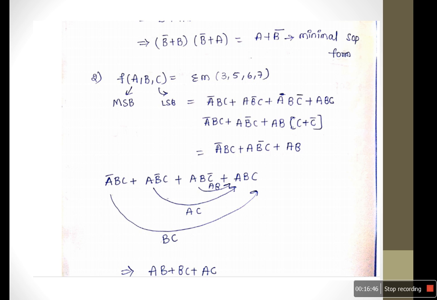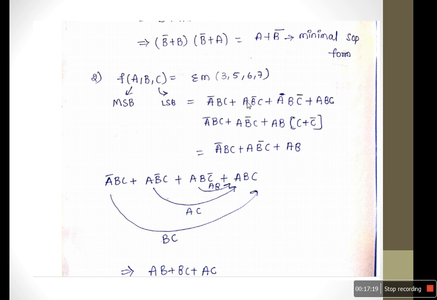So in SOP form, the 1 is represented with A, and for example 0 is represented with A bar. So here they are giving the 3 variables A, B, C. So 2 power 3, you are getting the 8 combinations, but here they are giving 3, 5, 6, 7. So at 4 combinations we are getting the output as 1. So 3 is represented with 0, 1, 1. So A, B, C: A is 0, A bar, B, C, 0, 1, 1.